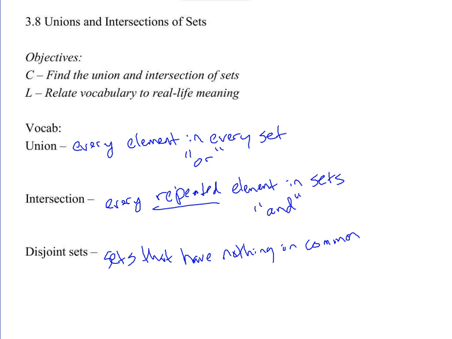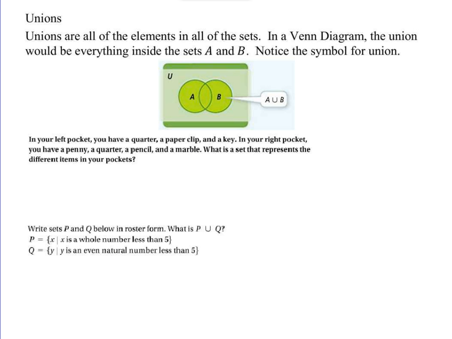All right, so let's go on. First, we're going to talk about unions. Unions are all of the elements in all of the sets. In a Venn diagram, the union would be everything inside the sets A and B. So remember this letter U. U stands for the universal set. Everything that there is. Okay? All of the students in Grable High School would be the universal set.